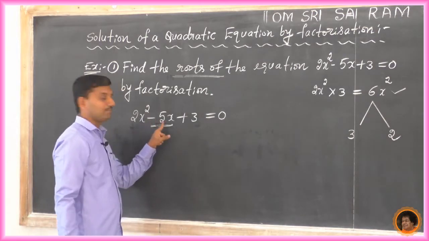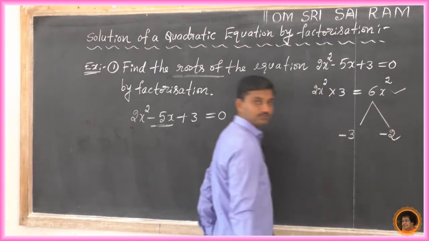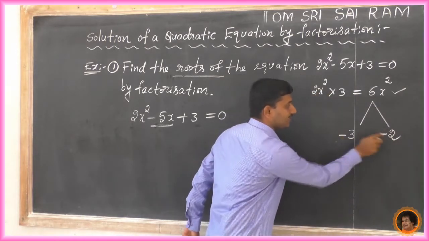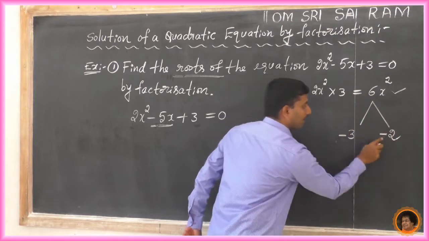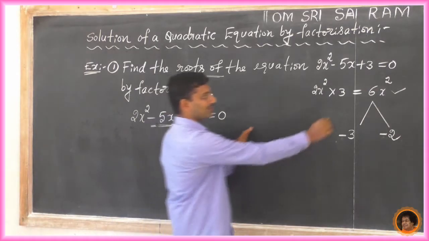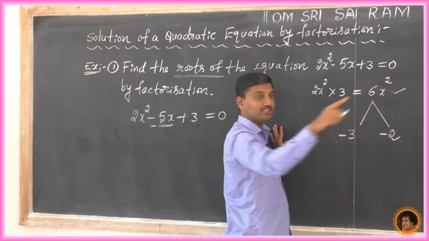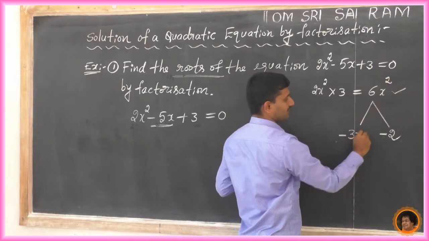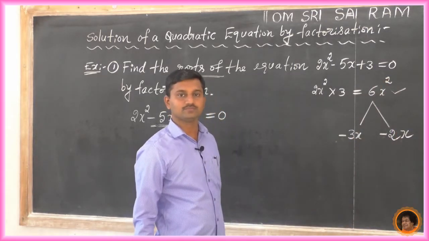But here the sign is minus. So minus 3 and minus 2. Minus into minus is plus, so 3 into 2 is 6. Minus 3 minus 2, their sum is minus 5. So what about the variable x square? Resolve into factors. The factors of x square are x and x.